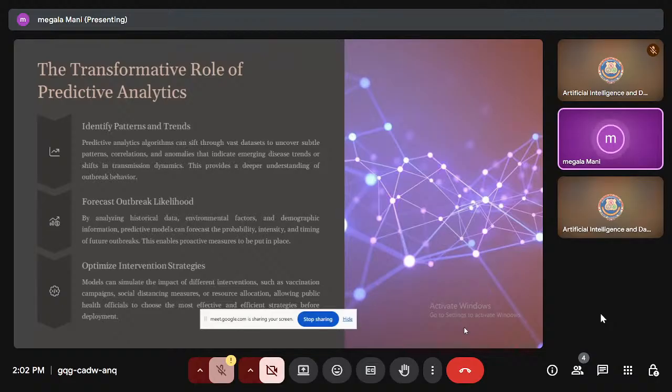And optimize intervention strategies. Here we simulate the impact of different interventions, for example vaccination. For COVID also you get two doses, right? If you are going to another state, they will ask whether you are vaccinated and for the COVID certificate. I think everyone has faced this problem, right? So you can use optimized intervention strategies. You can decide resource allocation, allowing public health officials to choose the most effective and efficient option before deployment. So these are the cases for the role of predictive analytics.